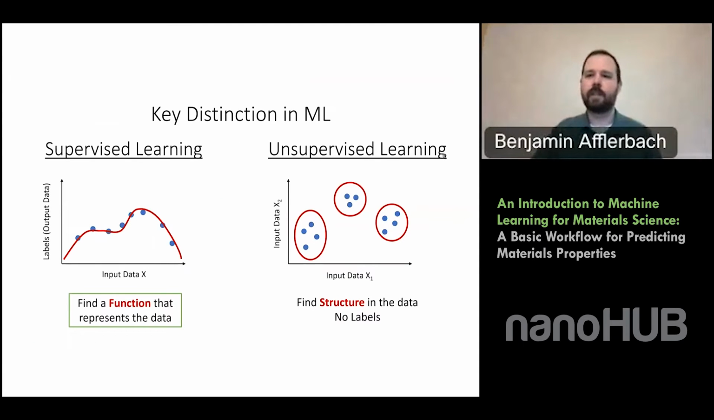Another key distinction I want to make is what the goal of our model is. There are 2 main classes of models that we can think about, and that is supervised learning versus unsupervised learning. Everything we'll be talking about will be something called supervised learning. That is the situation where we have a set of labels or outputs for our data that we're interested in predicting. That's shown on the y-axis here.